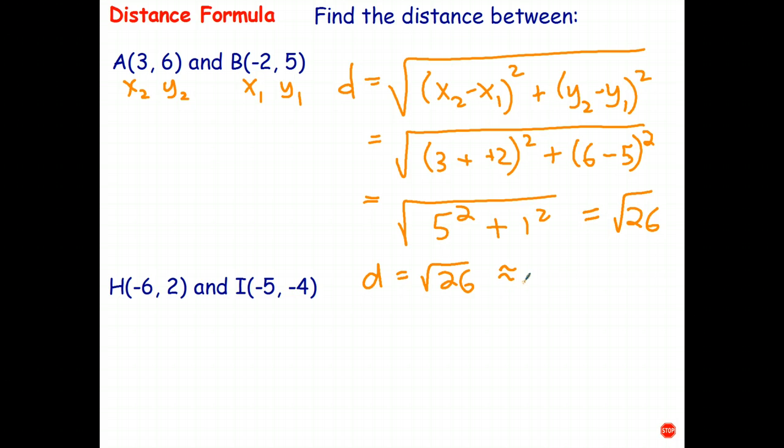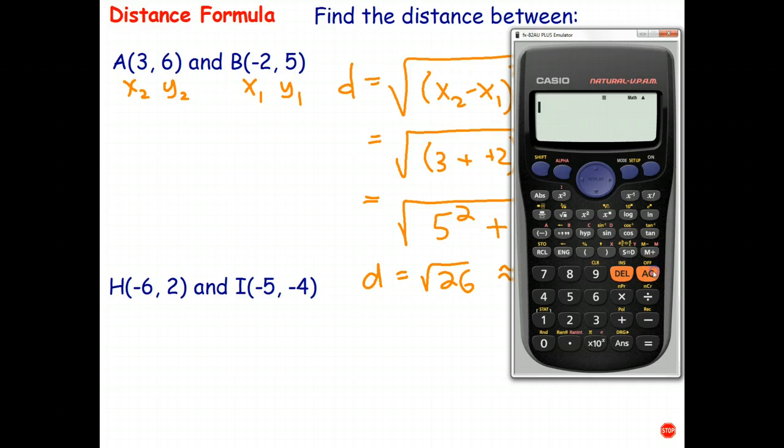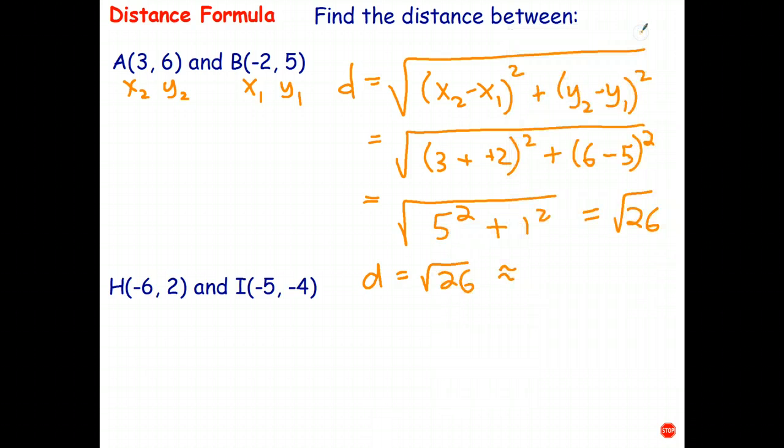And again, if I want to get a numerical value for that, it's approximately the square root of 26. Oops, that was not real smart, was it? Try it again. Square root of 26 is 5.099. So to 2 decimal places, 5.10 or 5.1. So approximately 5.1 units. Okay, you guys go ahead now and try the same thing with this question here.